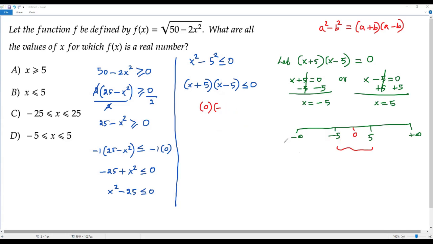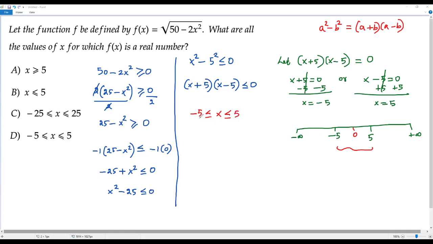Okay, now let's verify the right side boundary value, that is positive 5. When I plug in x equals 5 over here in this binomial, 5 minus 5 will become 0. When 0 is multiplied by this value, again we get 0 less than or equal to 0. It's a true statement because there is an option of equal. So both the boundary values of this interval satisfy the inequality, and also the values in between negative 5 and positive 5 satisfy this inequality. So the value of x can be considered as negative 5 less than or equal to x less than or equal to positive 5.